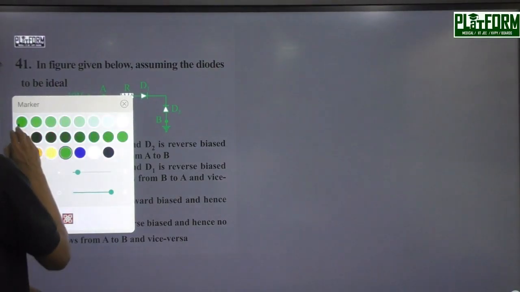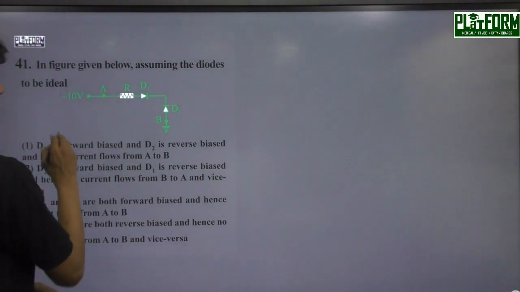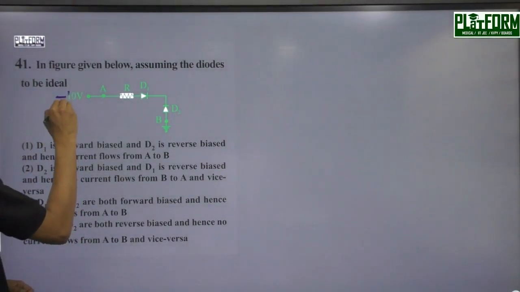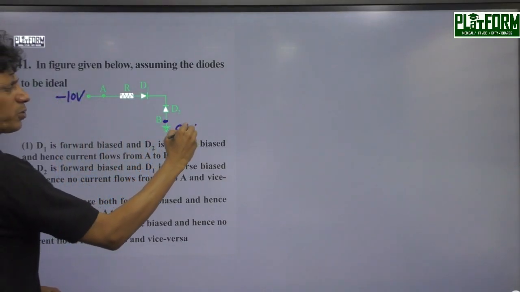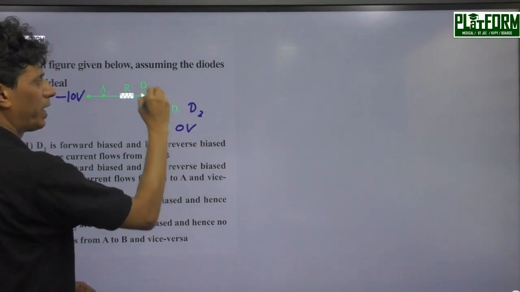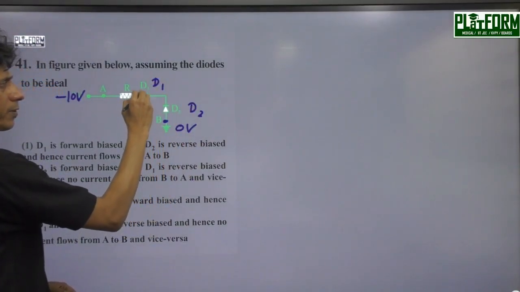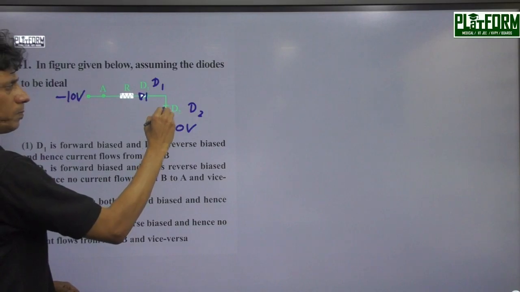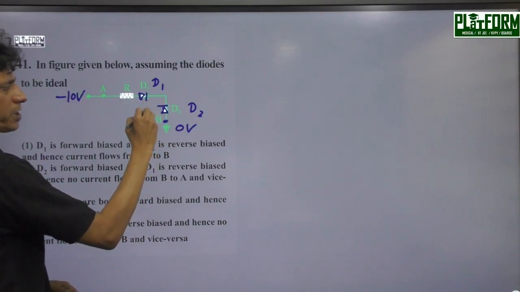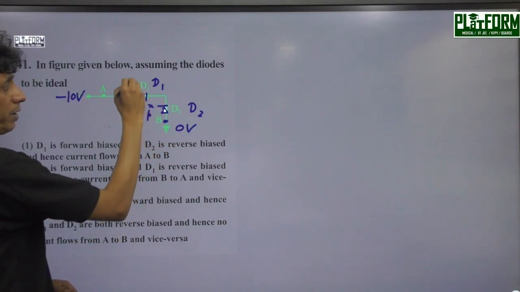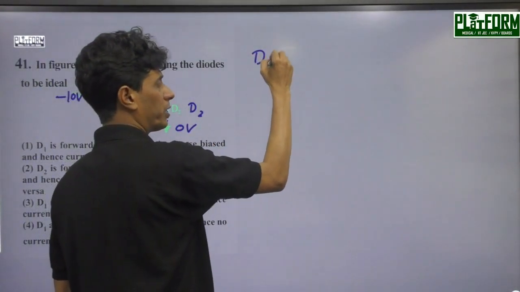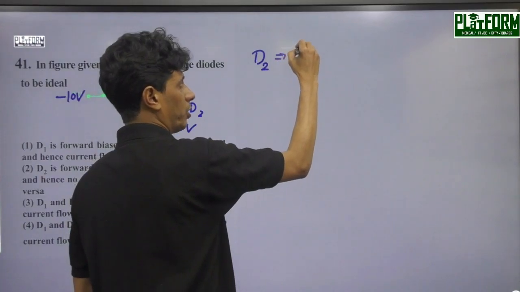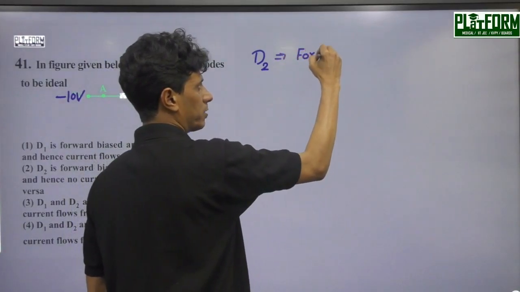Here point A is connected to minus 10 volt and point B connected to 0 volt, with diode D2 and diode D1. This is a PN diode, D2 diode. It is forward biased.